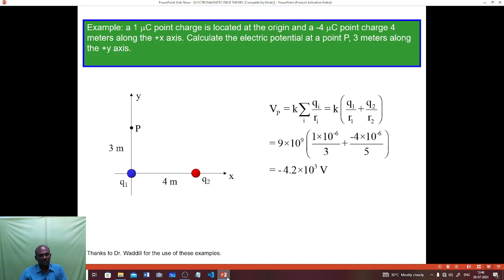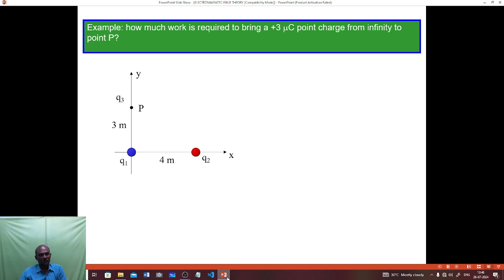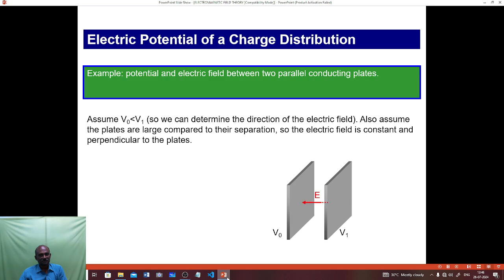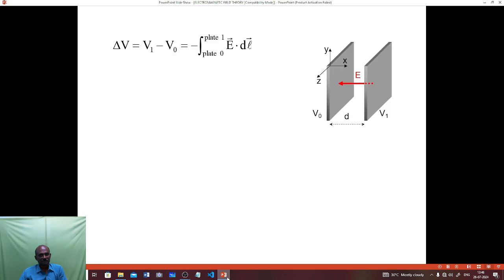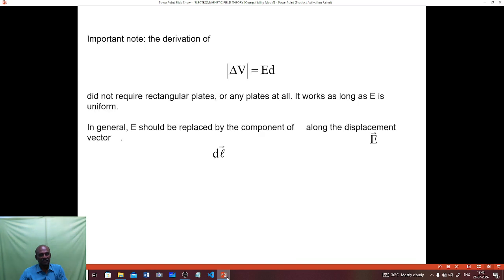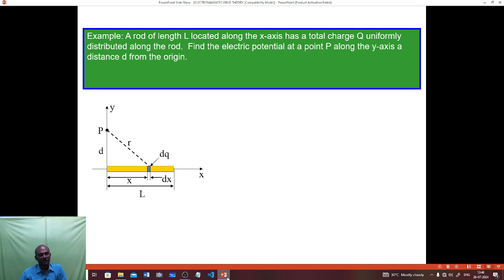So finding potential using the formulas we derived, we can find the potential value for any point. And also we can find the electric field intensity. Since it is related with the potential, we can find the electric field intensity from this.